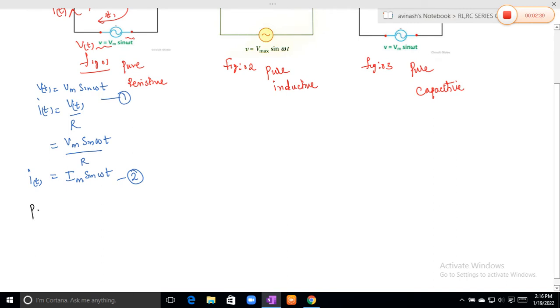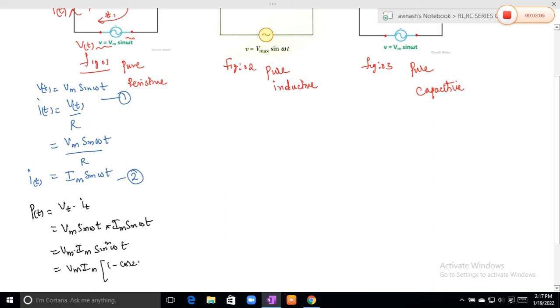Now what is the power equation we have? Power is the product of voltage and current. The voltage is Vm sin omega t and the current is Im sin omega t. So this is the power in the resistive circuit. If you simplify this, we get Vm Im sin square omega t. This can also be written as Vm Im into (1 minus cos 2 omega t) divided by 2.